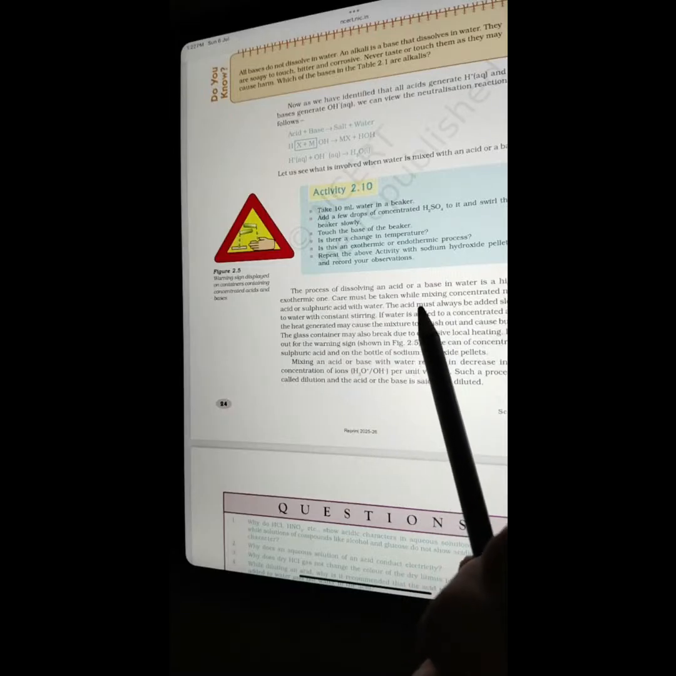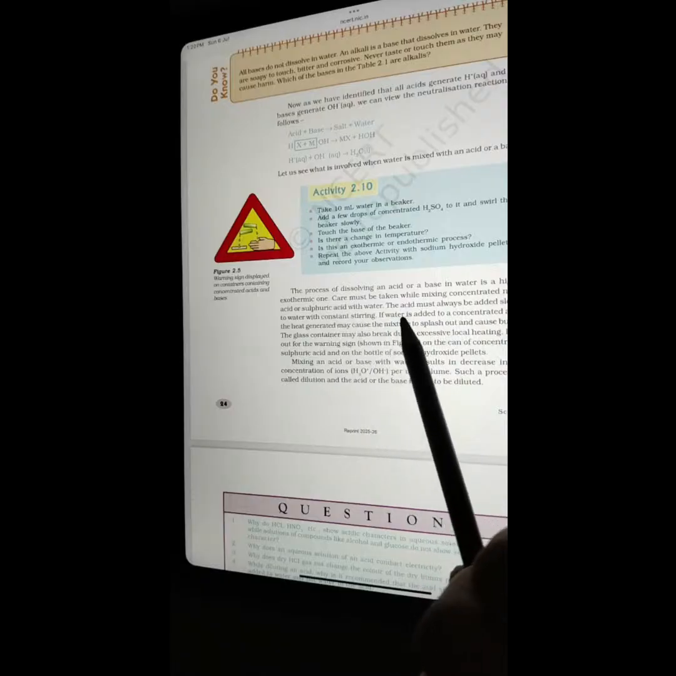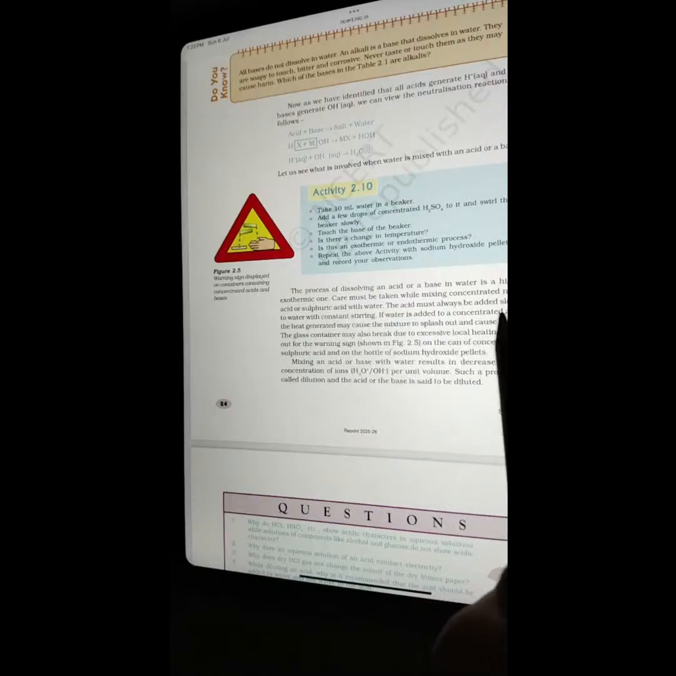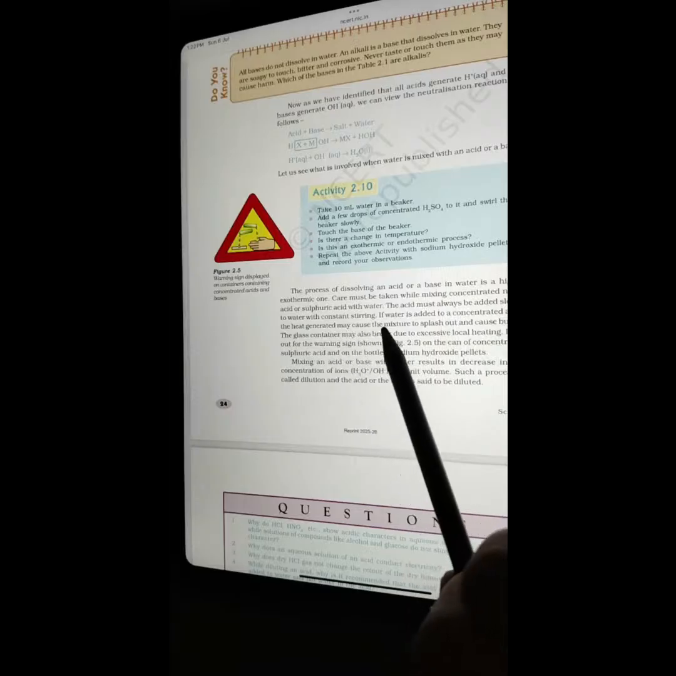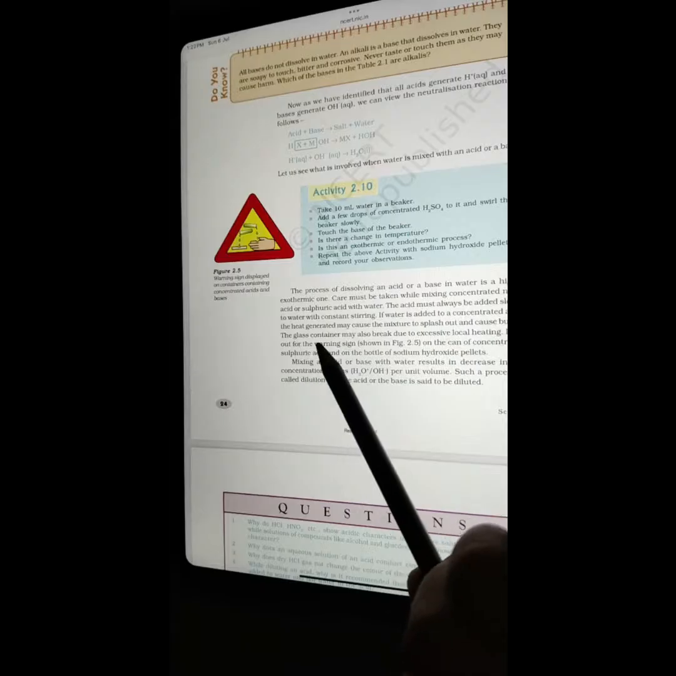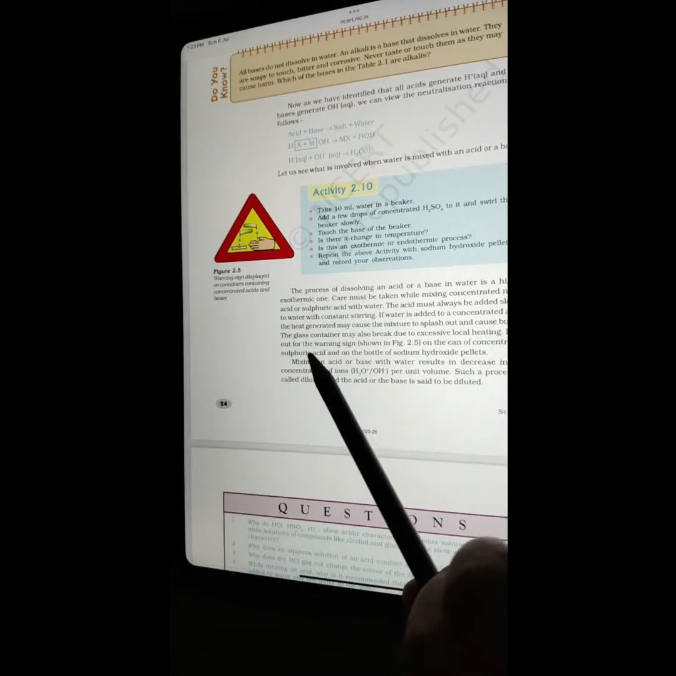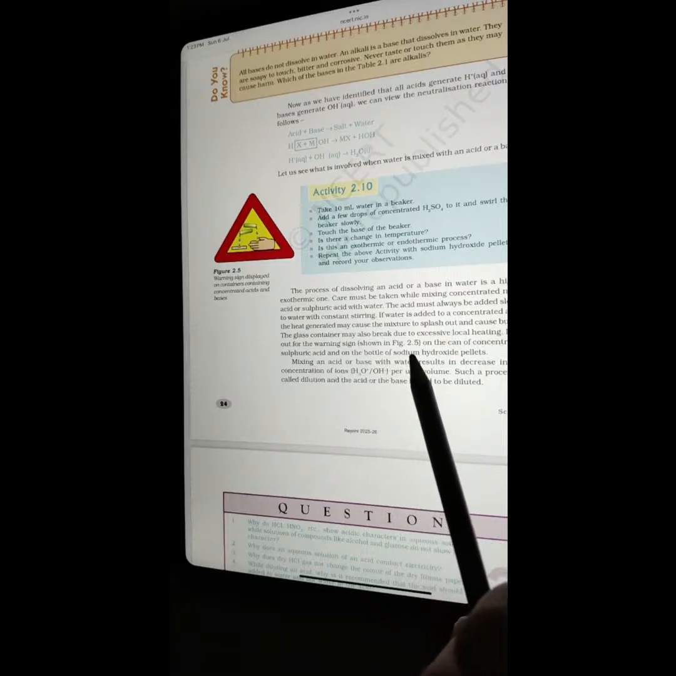The process of dissolving an acid or a base in water is a highly exothermic one. Care must be taken while mixing concentrated nitric acid and sulfuric acid with water. The acid must always be added slowly to water with constant stirring. If water is added to the concentrated acid, the heat generated may cause the mixture to splash out and cause burns. The glass container may also break due to excessive local heating. Look out for the warning sign shown in Figure 2.5 on the can of concentrated sulfuric acid and on the bottle of sodium hydroxide pellets.